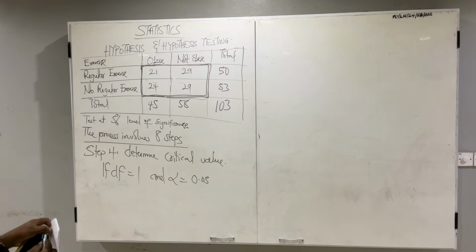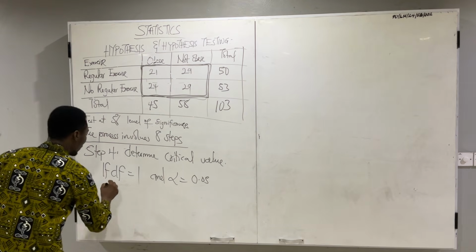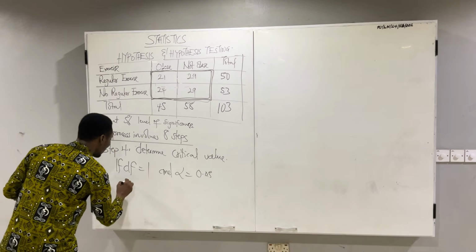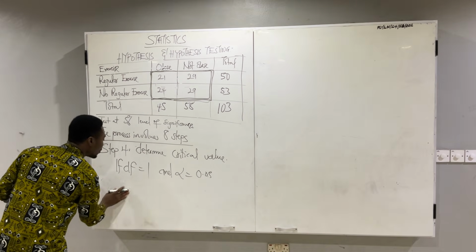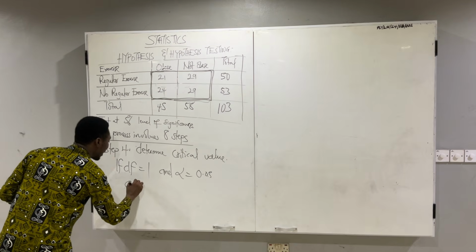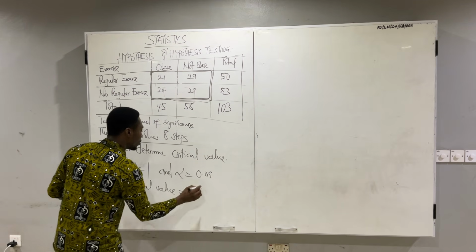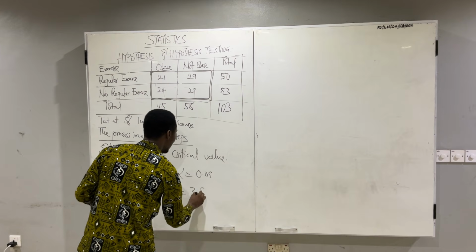So it means that if df is equal to 1 and alpha is equal to 0.05, the critical value will be equal to 3.841.